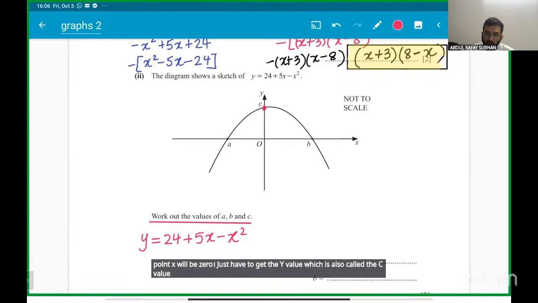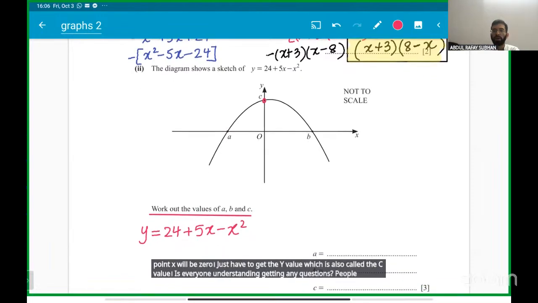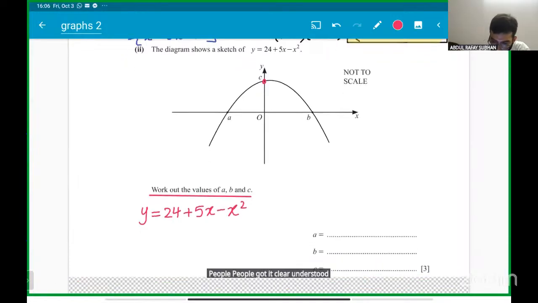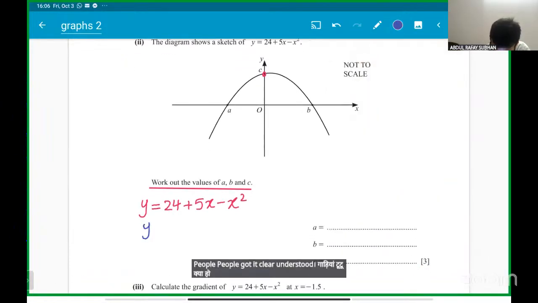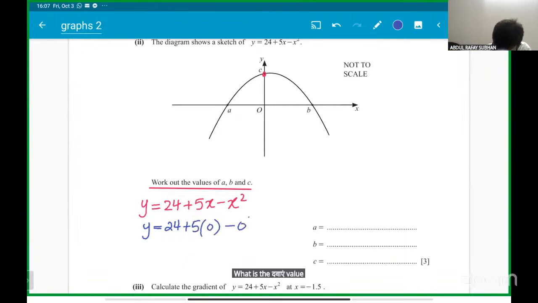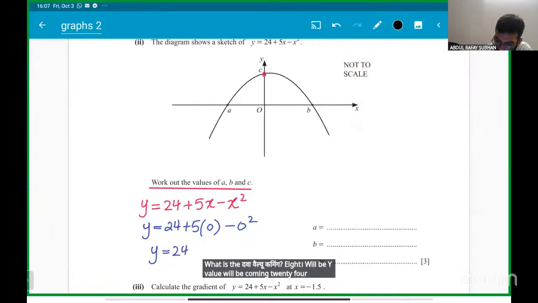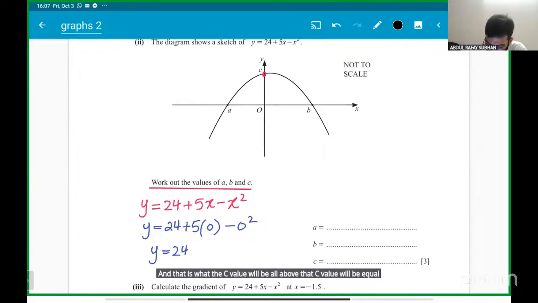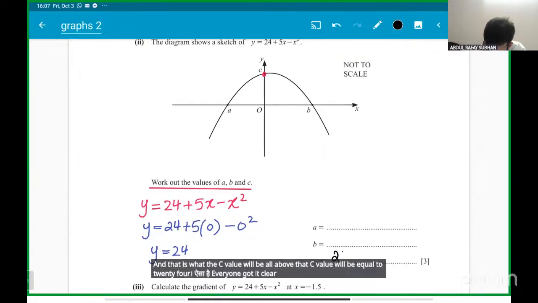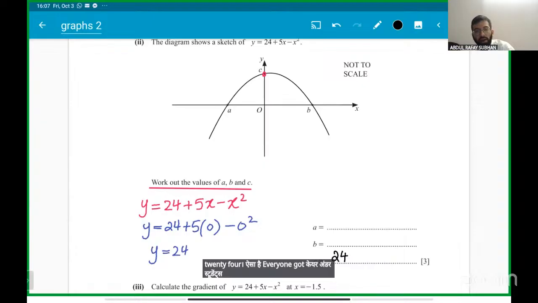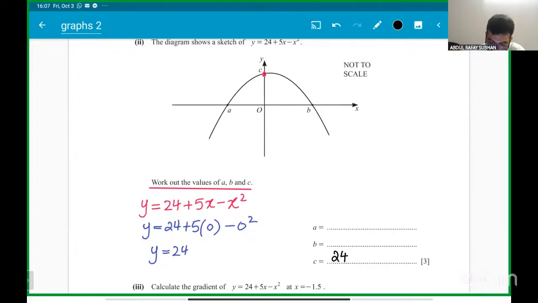Is everyone understanding, getting it? Any questions? So you have to tell the examiner, when x is 0, what is the y value coming? The y value will be 24, and that is what the C value is all about. The C value will be equal to 24. Is everyone clear, students following? When x is 0, the y value will be 24.